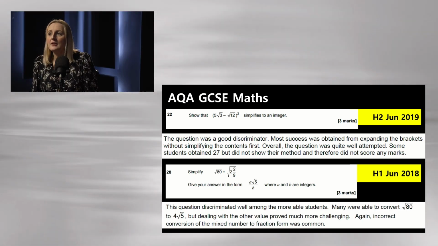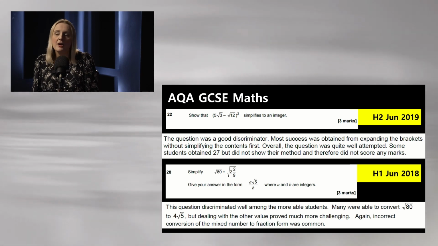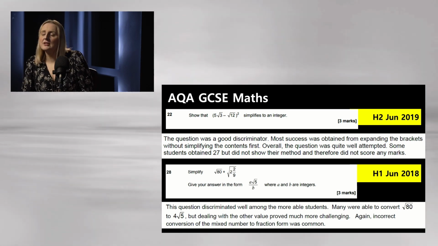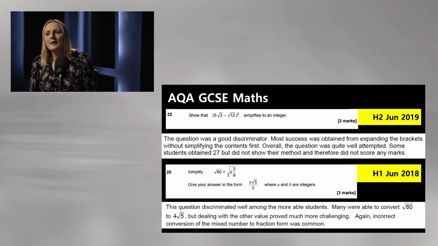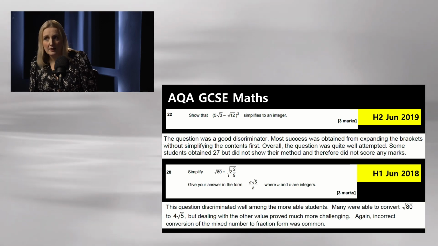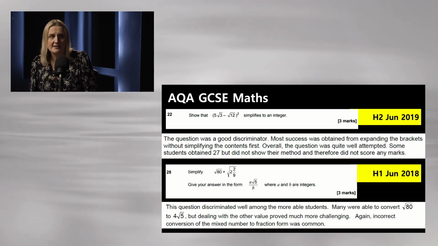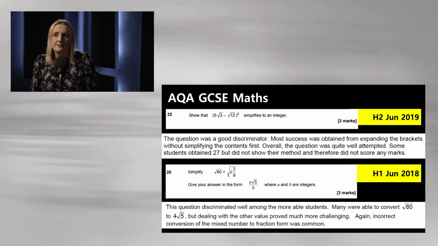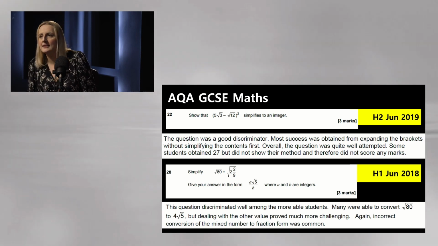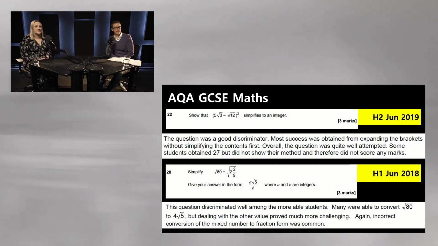Many were able to convert root 80 to 4 root 5, so they're getting marks even if they can just simplify. So if you're teaching a borderline class, for example, my class of students working at a grade 4, they might not be able to get 3 marks on that question. They can certainly get a mark on that question, and that mark makes all the difference. They can simplify root 80 even if they find the rest of it tricky.